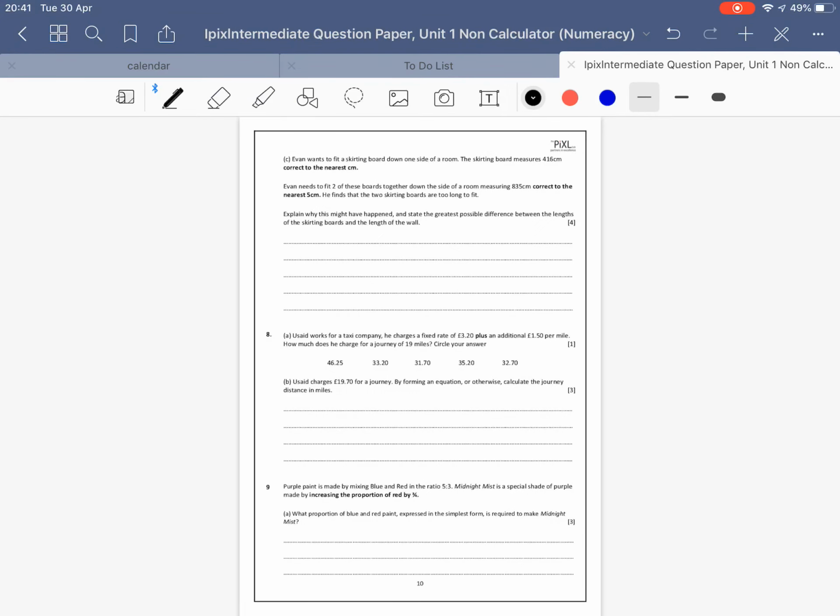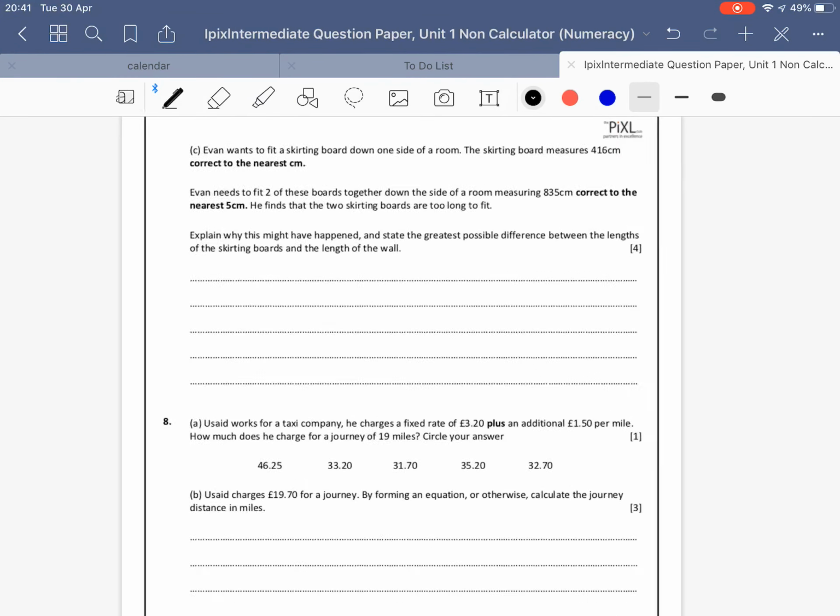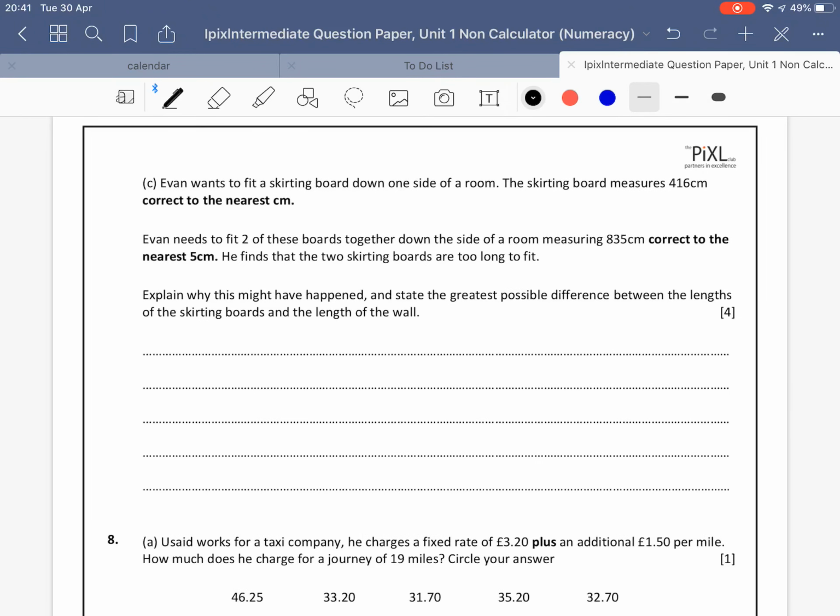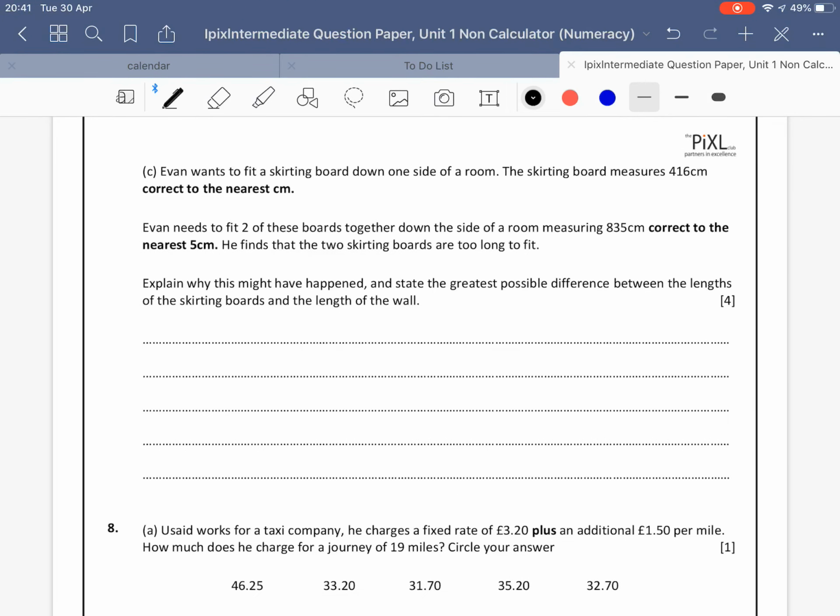Okay, Evan wants to fit a skirting board down one side of the room. The skirting board measures 416 centimetres, correct to the nearest centimetre. Evan needs to fit 2 of these boards together down the side of the room, measuring 835 centimetres, correct to the nearest 5 centimetres. He finds that the 2 skirting boards are too long to fit, just because it's only estimated measuring. Explain why this might have happened, and state the greatest possible distance between the length of the skirting board and the length of the wall.